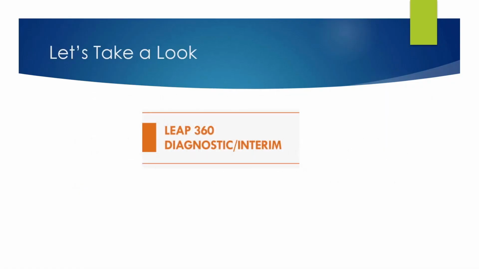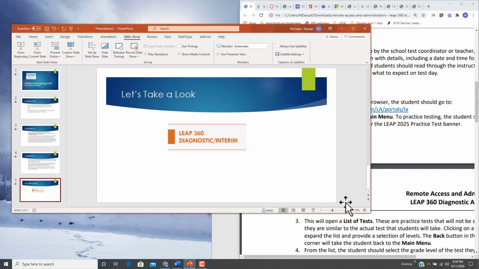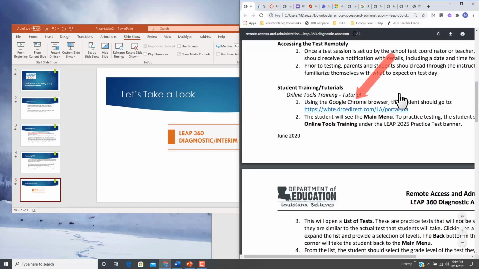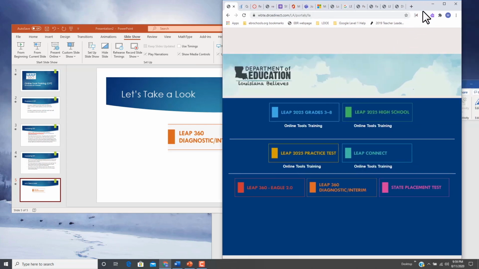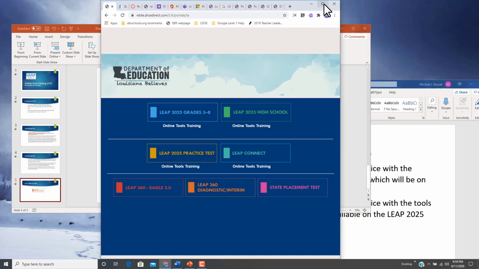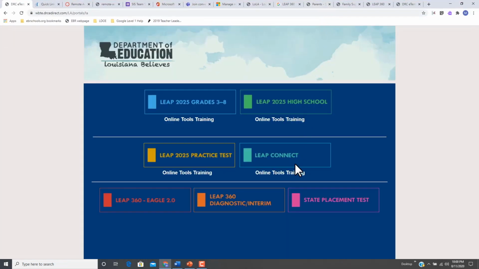Okay, so let's go ahead now and take a look at the online tools training. I'm going to go back to the URL that is provided by the teacher. I'm going to click on this URL right here that was mentioned earlier. Notice it's going to take me to this page, so let me expand it. Remember, in one of those six steps, they talked about the LEAP 2025 practice test. So you're going to click on the online tools training that's under here. This is the one where you need to go, the one that's under the LEAP 2025 practice test.